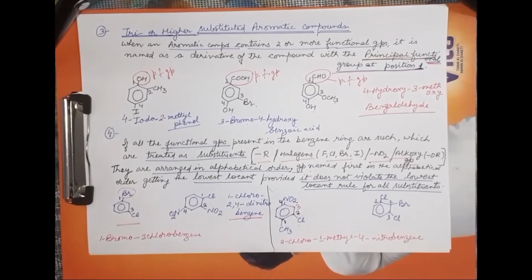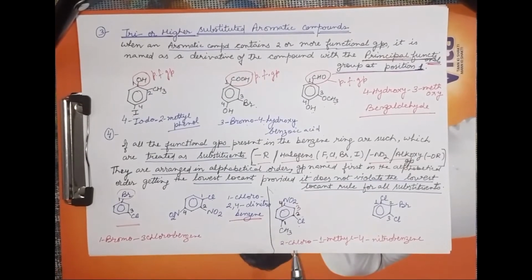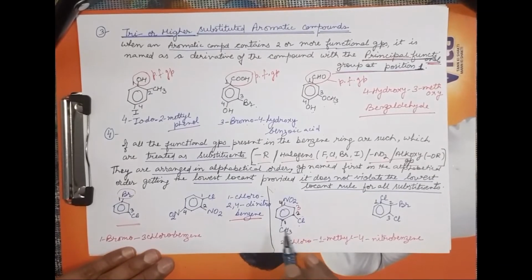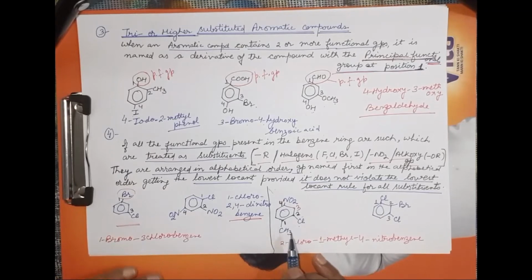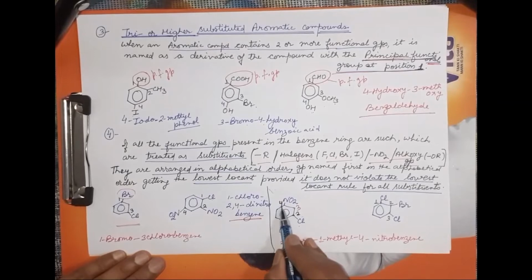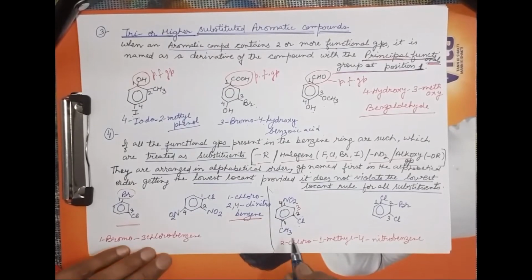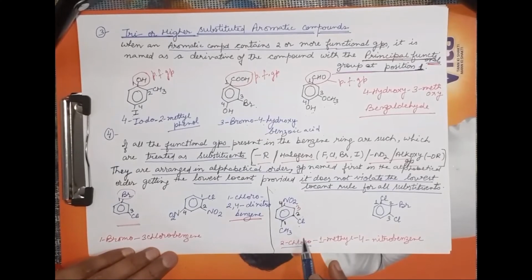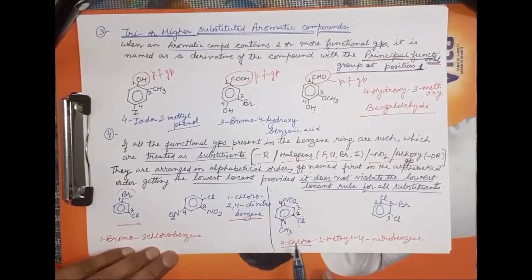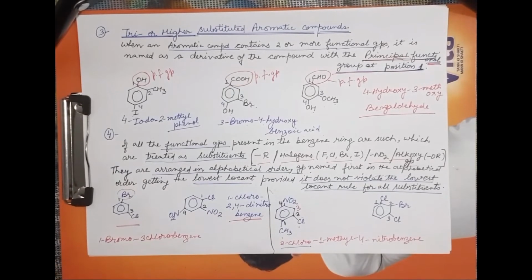So once again I will explain. In this case, we will start the numbering from this carbon atom, so that all the substituents on the benzene ring get the lower numbering. 1, 2, 3, 4. But we will write the name in the alphabetical order. So 2-chloro will come first, then methyl, 1-methyl, then nitro, 4-nitrobenzene.